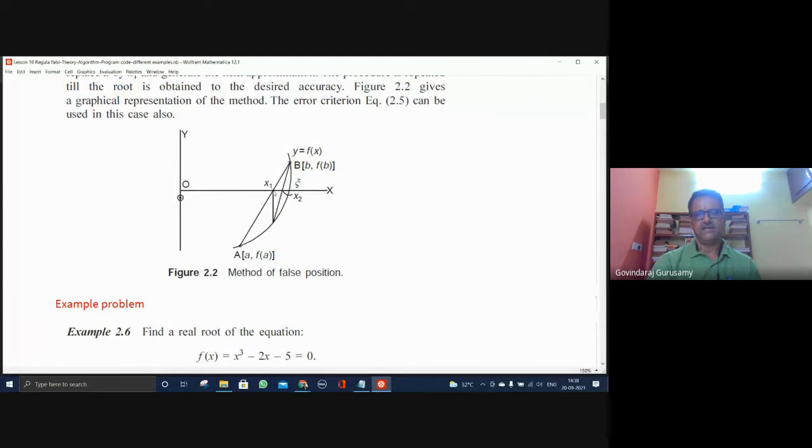This is the first possible root, and you can take it closer and closer and reach the curve. This is the curve y equal to f of x. This is the point A, which is A comma f of A, and the B point is B, f of B. This is the chord which you have identified first, and this is the second chord, third chord, fourth chord, fifth chord. Iterate it systematically, and you reach this point. Once you touch this point, then you have a root. So that's the idea here.